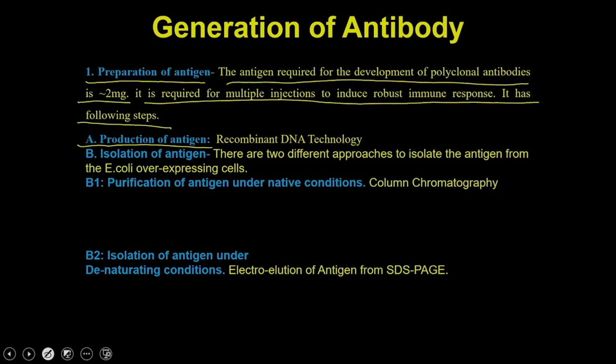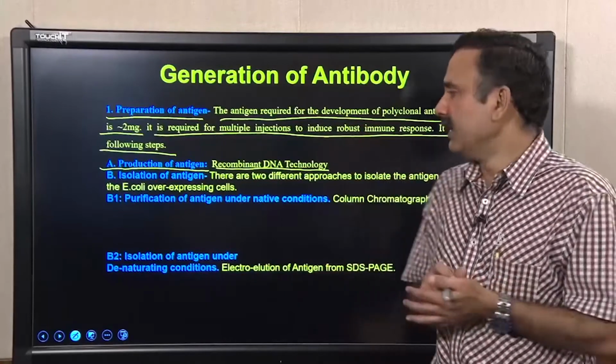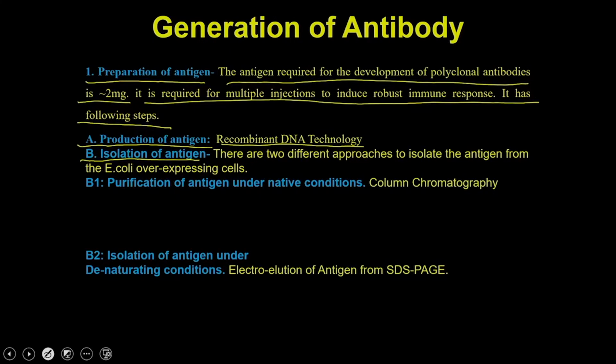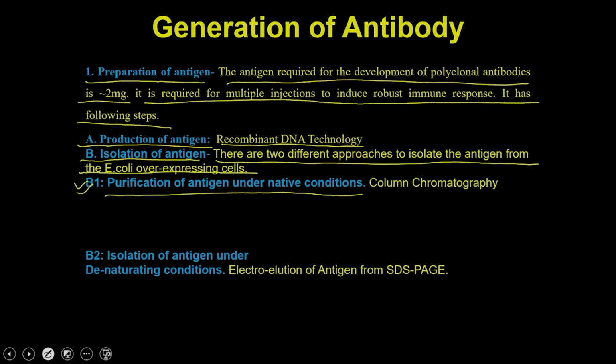So, you have two options. One, you can use recombinant DNA technology, which means you can clone the antigens, and that is how you can produce the antigen in large quantities and purify it. The second option is that you can isolate the antigens. There are two different approaches to isolate the antigen from the E. coli overexpressing cells. For example, you can purify the antigen under the native conditions.